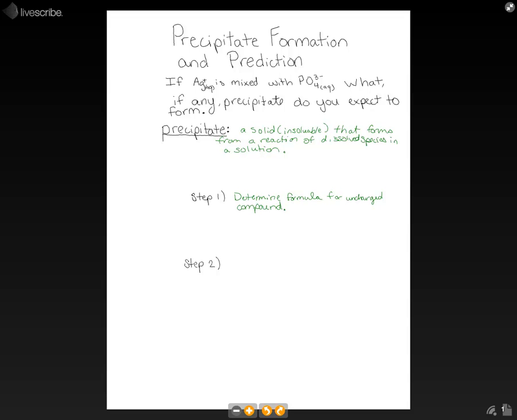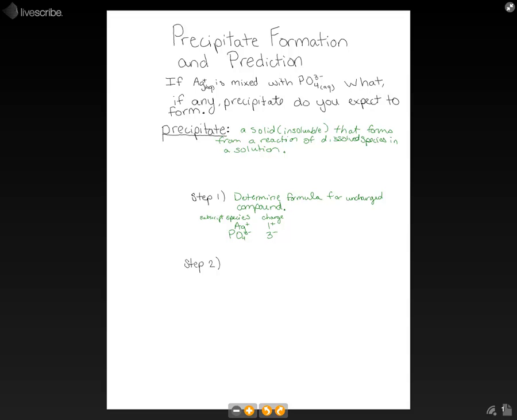There's an easy way to set this up in a table. First, we're going to have our species. Then we're going to write their charge. And then out front, we're going to have a place for subscripts. So our first species was silver ion. We know that charge is 1 plus. We also have phosphate, which is PO4 3 minus. Its charge is 3 minus.